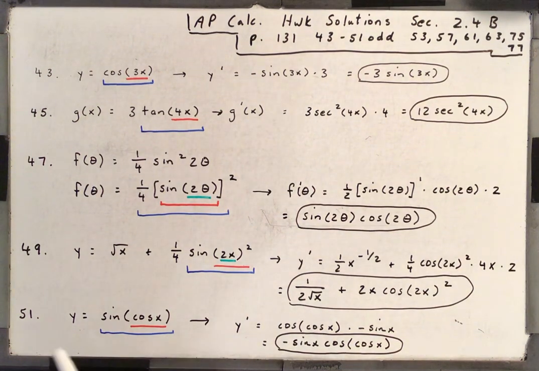Okay, we're back to a two-layer onion on number 51, sine of cosine of x. So luckily it's not cosine of 2x or cosine of 3x, anything like that. That would make it a three-layer onion. It's just cosine x. So it's going to be the outer function blue, the inner function red. The derivative of sine cosine x would be cosine cosine x. And then the derivative of cosine x is negative sine x. And just cleaning it up, I'm going to bring that negative sine x out front, so you don't confuse it with the angle there. So we have negative sine x times cosine of cosine x.